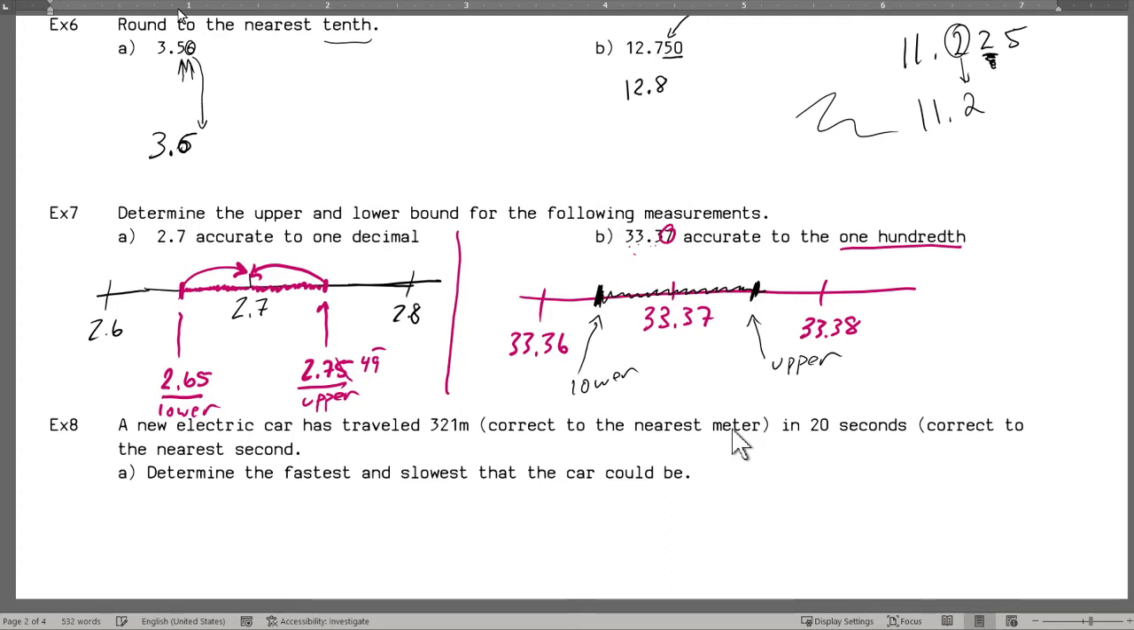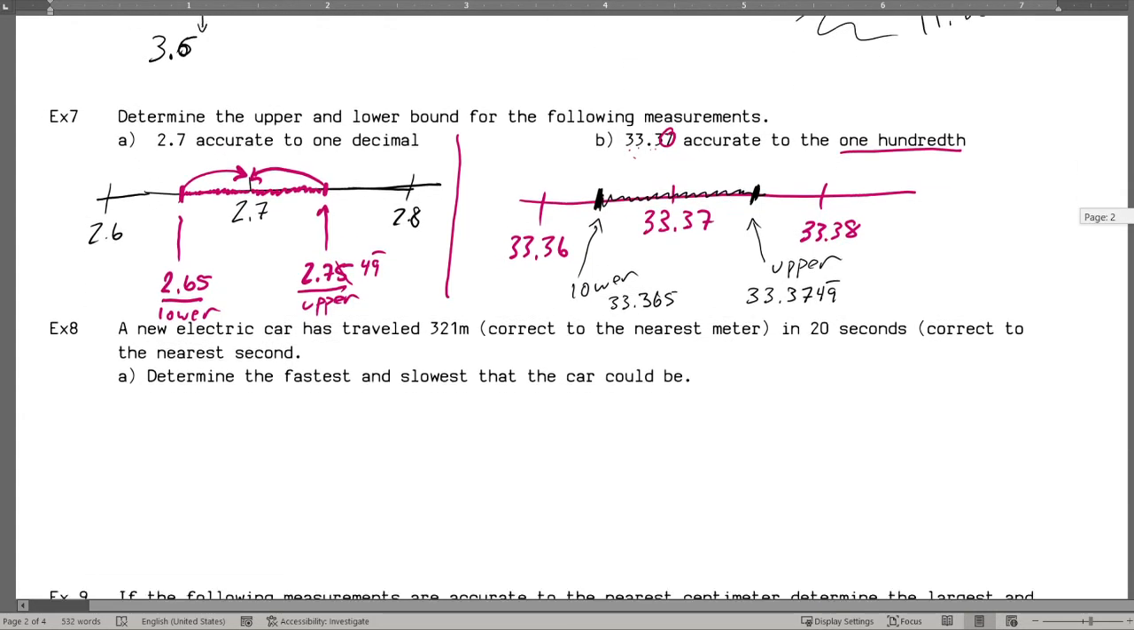Okay, so my lower bound is 33.365, halfway between 0.36 and 0.37. Up here, my upper bound is 33.375, but I'm not going to write a 7.5, I'm going to write a 7.49 repeating, because if it were a 7.5, it would round up to a 33.38. Okay, so that's how we do our upper bounds and lower bounds.